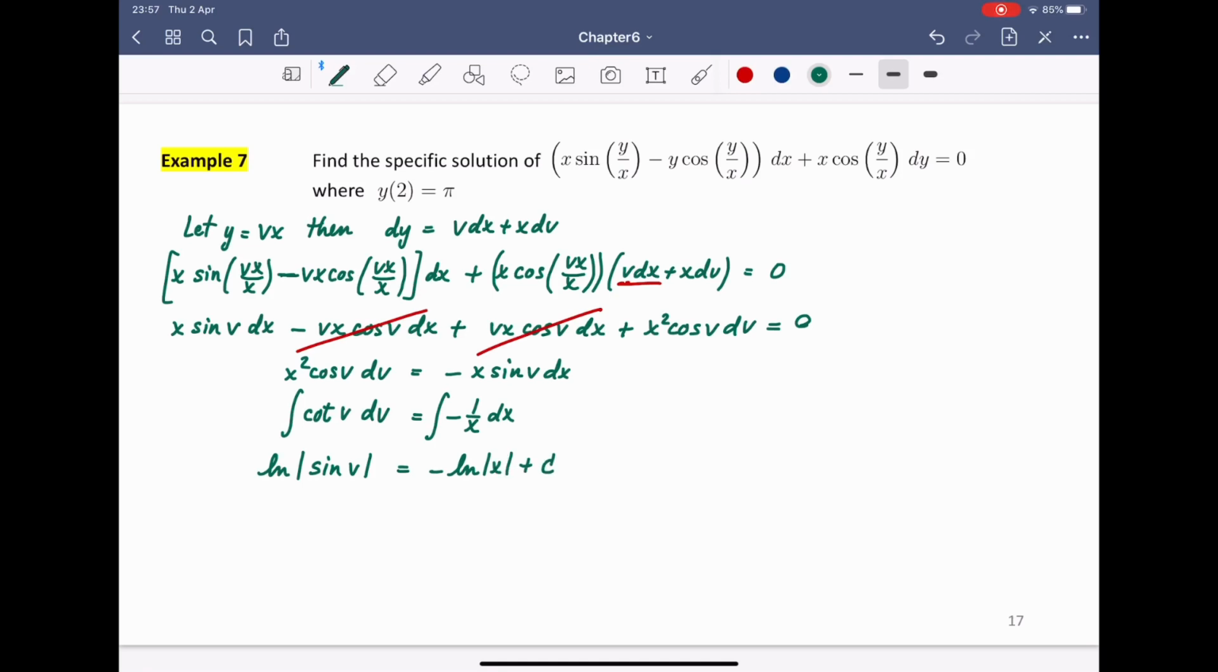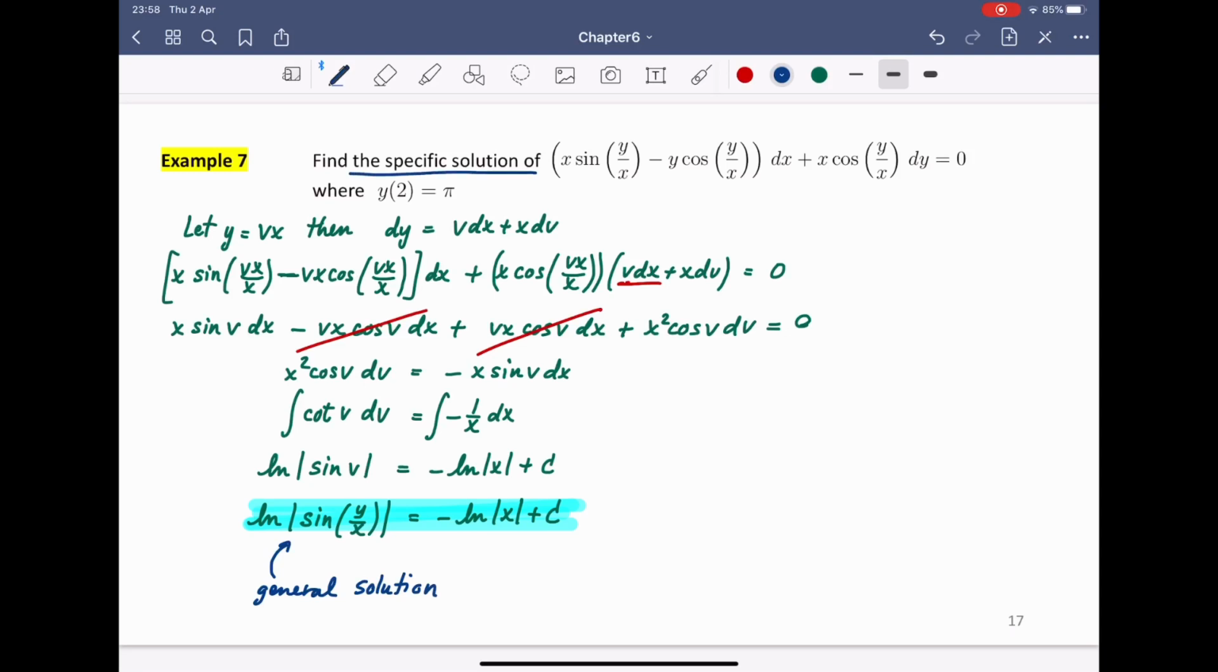And then now if you switch v back into y over x, so you have logarithm of absolute sine y over x equal to negative log absolute x plus c. So this is your general solution. All right, we are halfway now, so we have this as our general solution. So in order to find the specific solution, we have to use the initial condition.